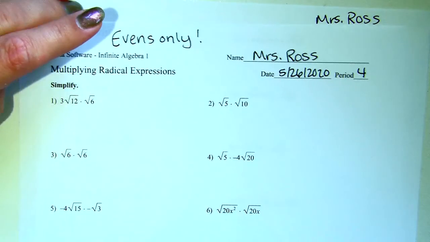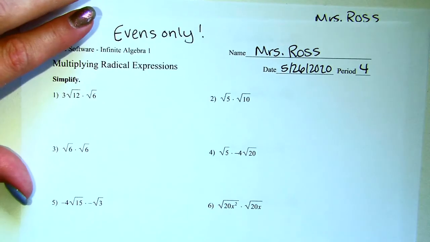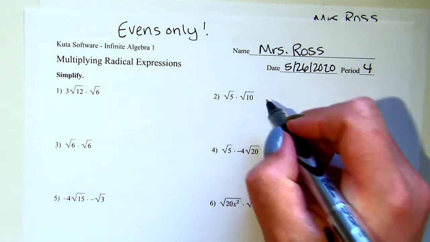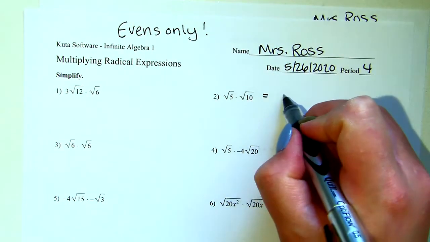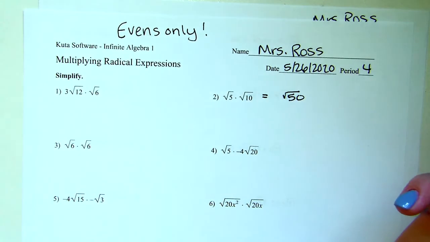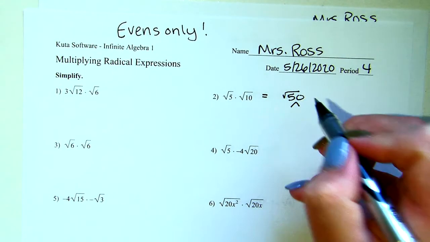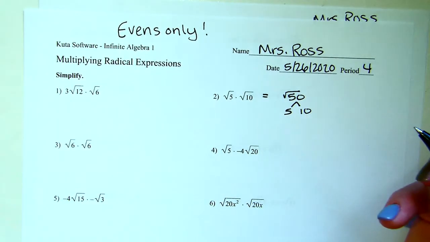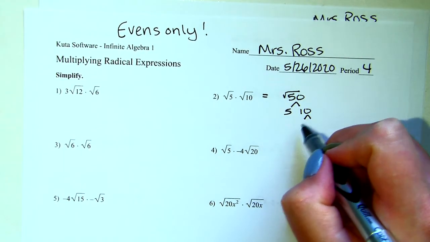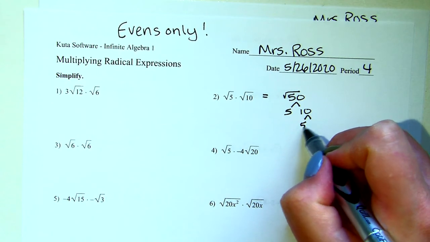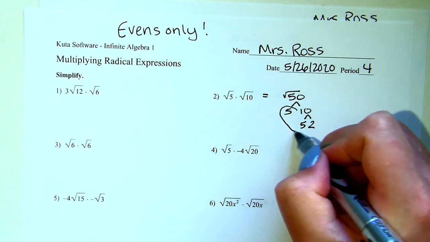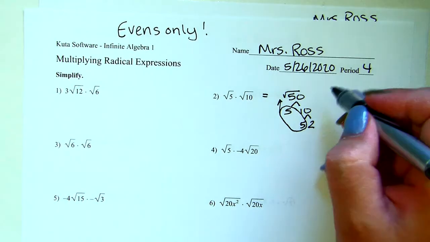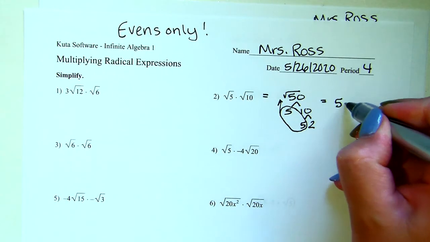So for number 2, it says root 5 times root 10. I'm going to combine those two together and they give me root 50. Next, I'm going to simplify. So I'm going to use that same 5 and 10. 5 is a prime number, so I can't break it down any further, but 10 is not. So I'm going to break it down into 5 and 2. Now I have a pair of 5s right here that can move to the front. My 2 is going to stay behind. So our final answer is going to be 5 root 2.